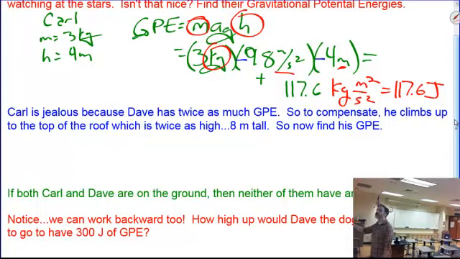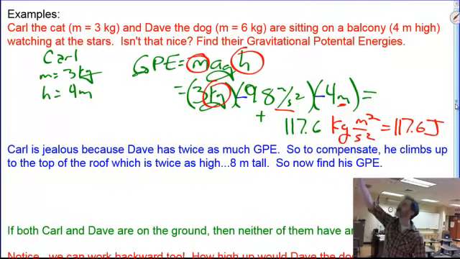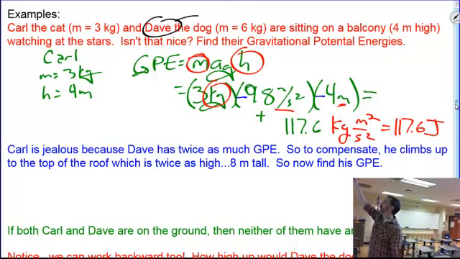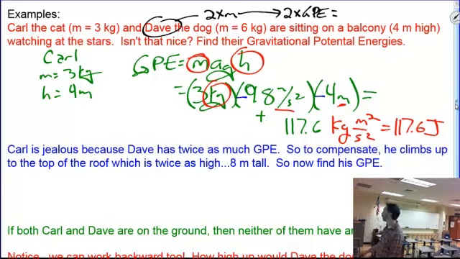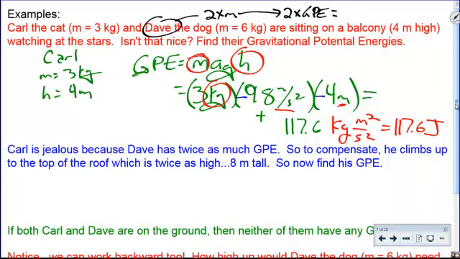Okay? So here it says Carl is, shoot, we didn't even find Dave's potential energy. So let's see. For Dave, he's got 2 times the mass. That means 2 times the GPE. So Dave's GPE is going to be this doubled. So what does that give you? I wasn't smart enough to figure this out ahead of time. 235.2. Okay, so there's the potential energy for Dave, right? He has double the mass. That gives you double the GPE.